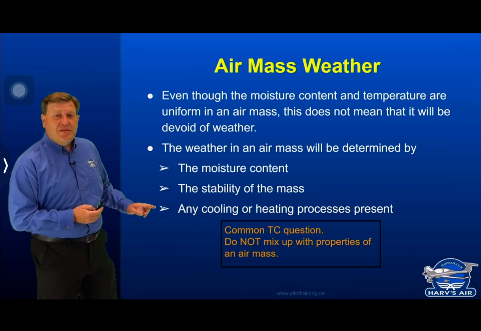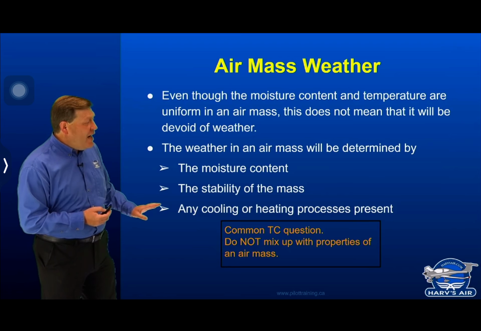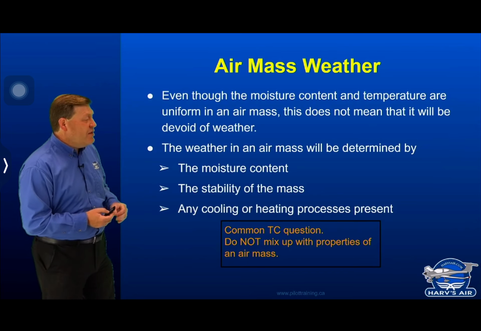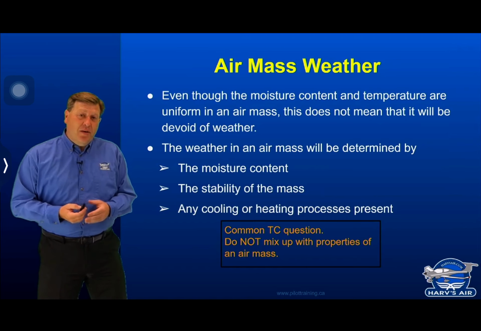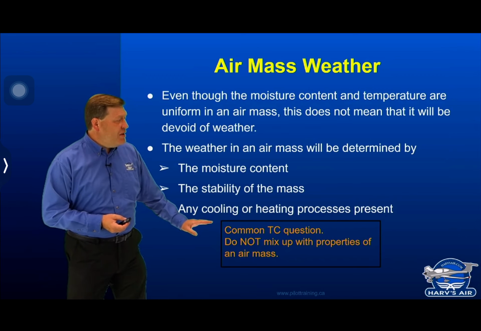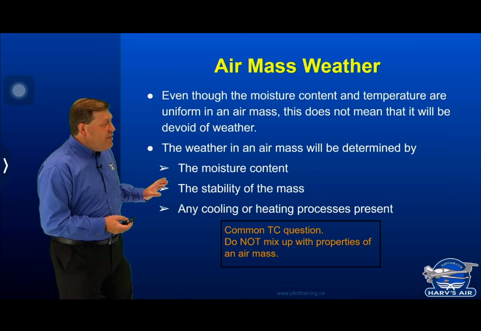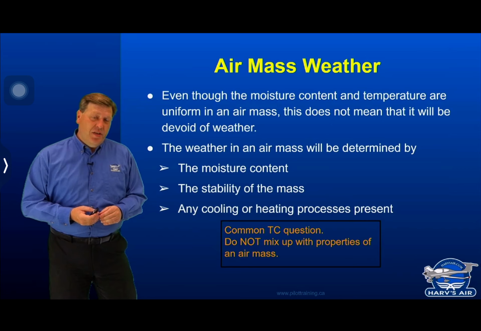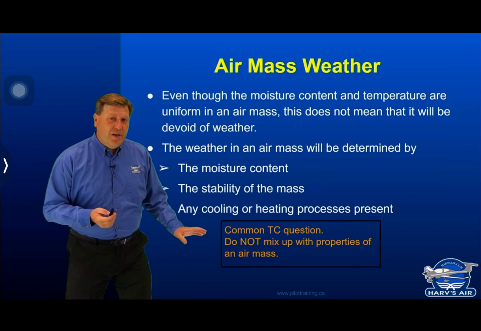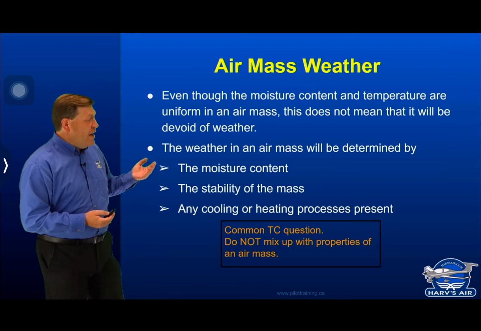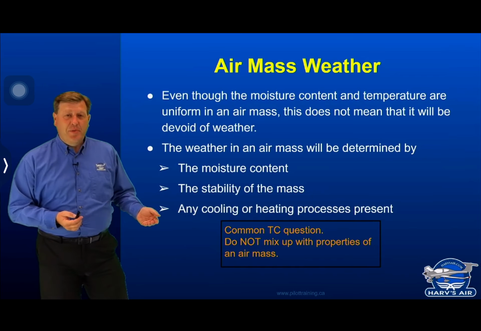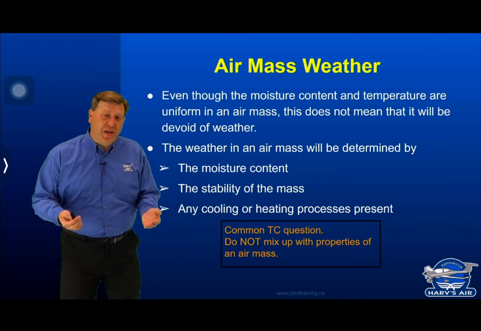This one becomes the biggest one of the bunch, however. If we happen to have a cooling or a heating process present in conjunction with this or this, that can definitely determine what type of weather will end up happening within an air mass. Now, as you move towards writing your exam, we want you to be careful because the types of weather that we can get in an air mass are different than the properties of an air mass. Be very cautious with that difference here. The weather in an air mass is determined by these three factors. However, when it comes to the properties of an air mass, remember that's uniform temperature and humidity throughout that big parcel of air.